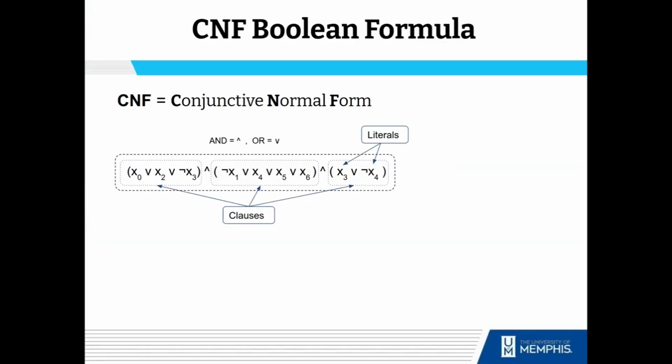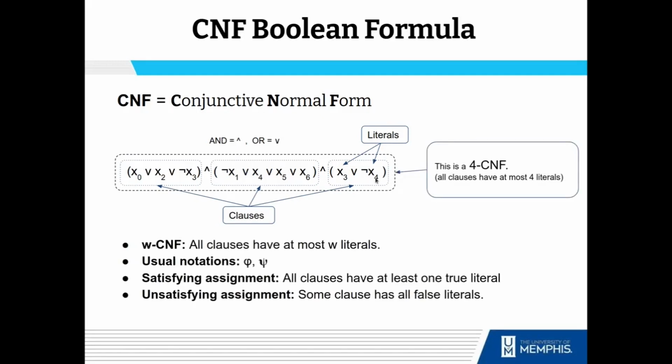First I would like to introduce CNF Boolean formula, a type of Boolean formula. CNF stands for conjunctive normal form. In a CNF formula, it has some ANDs of some clauses, where clauses are ORs of some literals, and the literals are negated or unnegated Boolean variables. In this particular example, this is a 4-CNF since all clauses have at most 4 literals. In general, a w-CNF means all clauses have at most w literals.